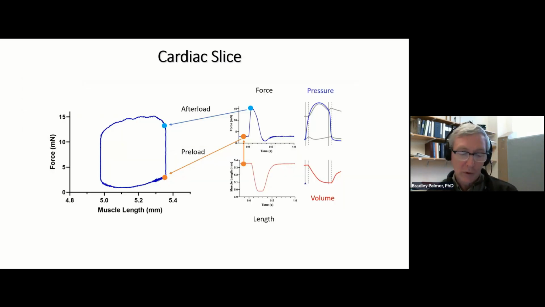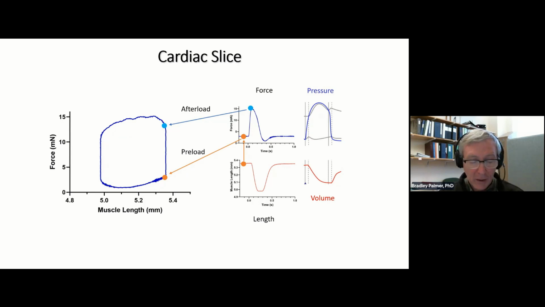So the recorded work loop looks like this. And recall that this is a force length work loop. The recorded force and length are shown to the right, and the preload and afterload are indicated here with the orange dot and the blue dot. Notice that in this system, the preload is set by force feedback and therefore represents end diastolic force. These traces mimic the pressure volume work loop of the left ventricle, with a prescribed preload and afterload.